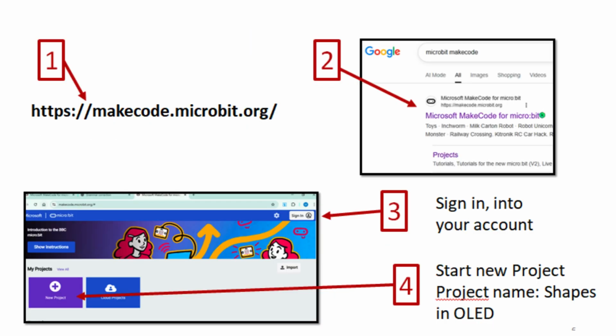Now let's discuss how to go to microbit Make Code. First, go to the browser and type microbit. That's the first step. The second step, select Microsoft Make Code for microbit. Third step, sign in with your account. It can be your Google account. Fourth step, you can type the project name. The project name can be OLED with named shapes.